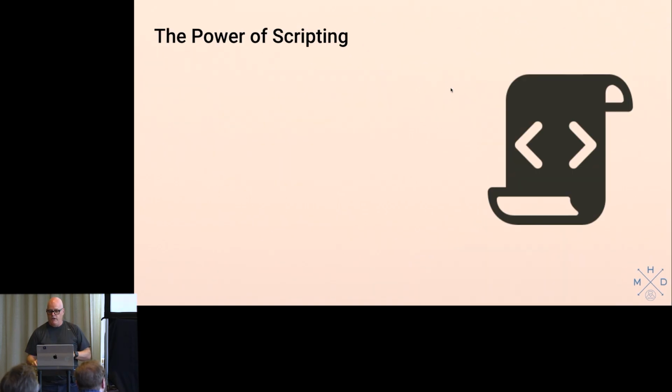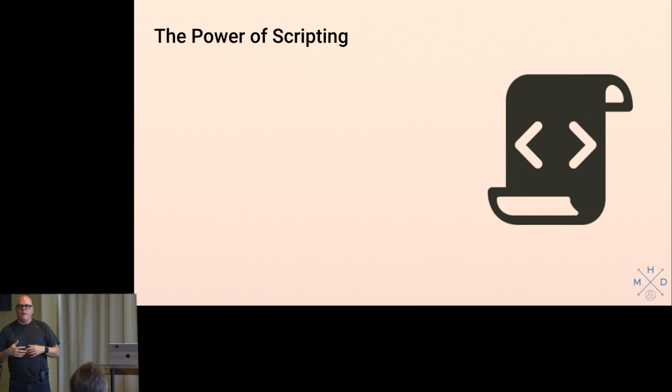So piping is really super useful. Next, we have scripting. My general rule is if I'm going to do something more than once, I'm probably going to write a script to do it because I don't want to have to keep typing that thing in over and over again.